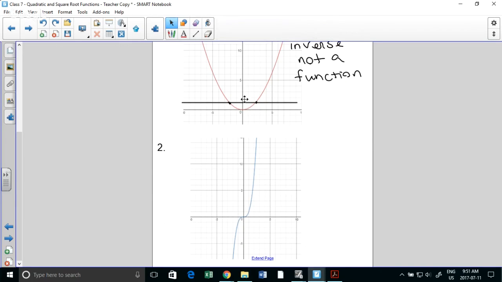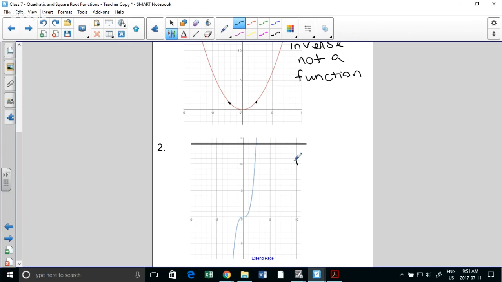If we apply this thinking again for this one, I'm going to take my horizontal line and move it here. I scan, and I never really have 2 points on the same horizontal. So the inverse is a function. So straightforward, chances are you're not going to be asked something like that, but I just want to cover it because it's a little subsection of inverses.